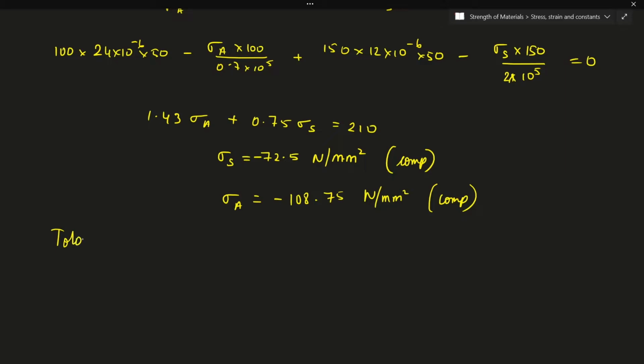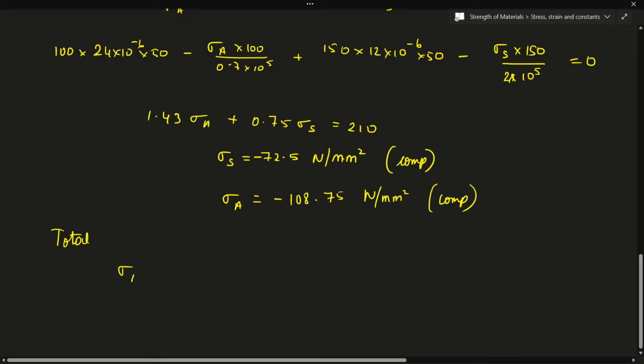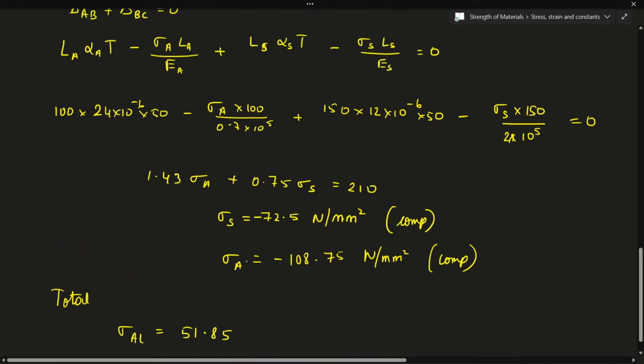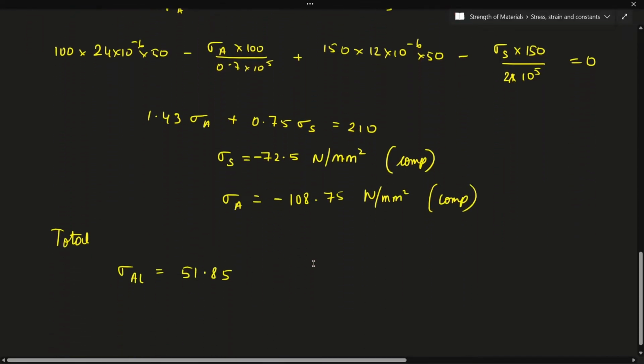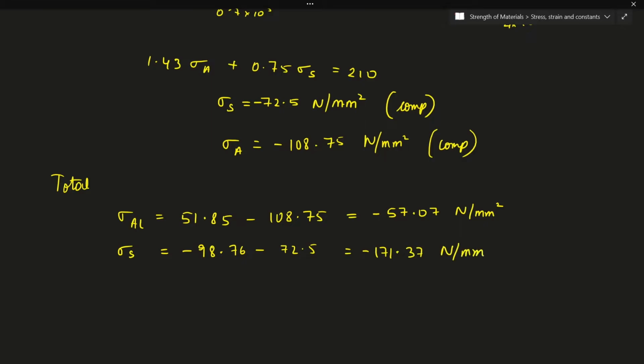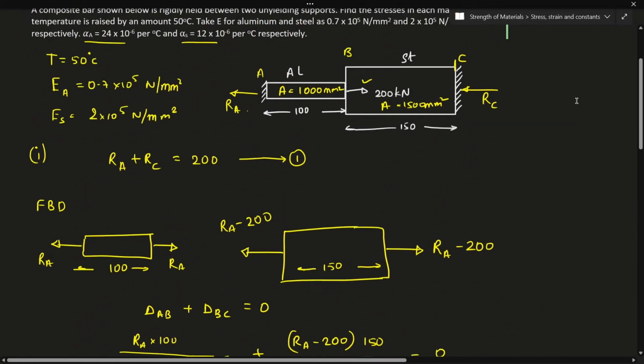So what about the total stress now? The total stress is going to be, for sigma aluminium, I'm going to have 51.85. So the stress due to load, this guy, minus 108.75, which gives me a total of minus 57.07 Newton per mm square. For steel, now I'll have due to load minus 98.76 minus 72.5. I'm going to end up with minus 171.37 Newton per mm square. So this is going to be the total compressive stress that is going to act on the body because of both direct load as well as the temperature.